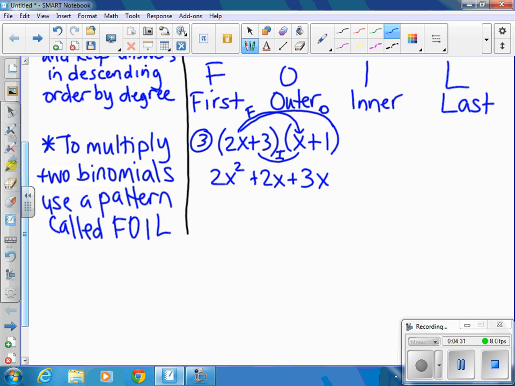And then last will be the last term in each binomial, which would be the positive 3 times the positive 1, and that would be my L. So 3 times 1 is positive 3.